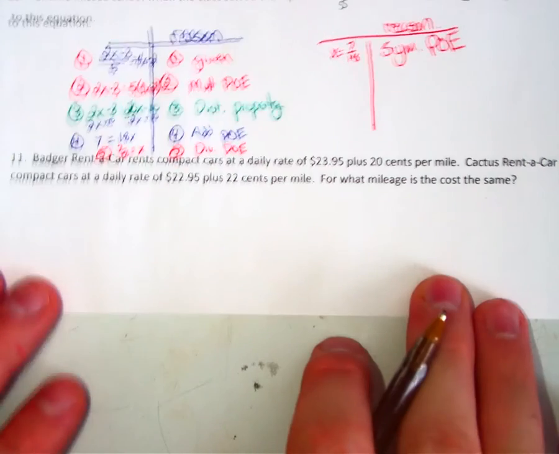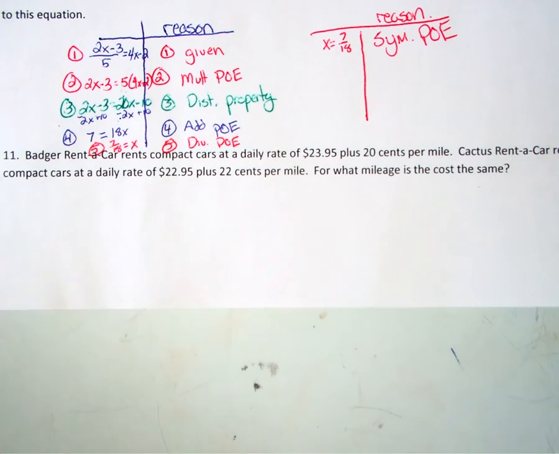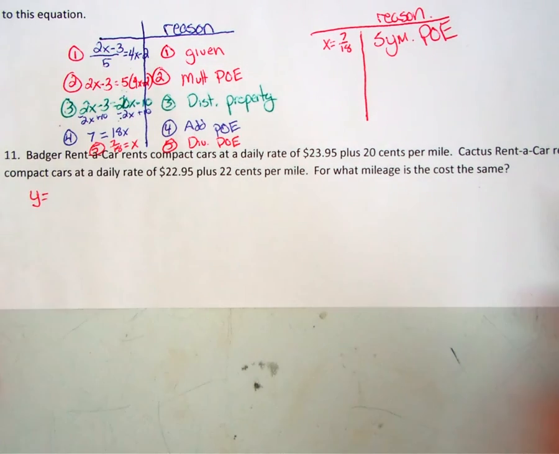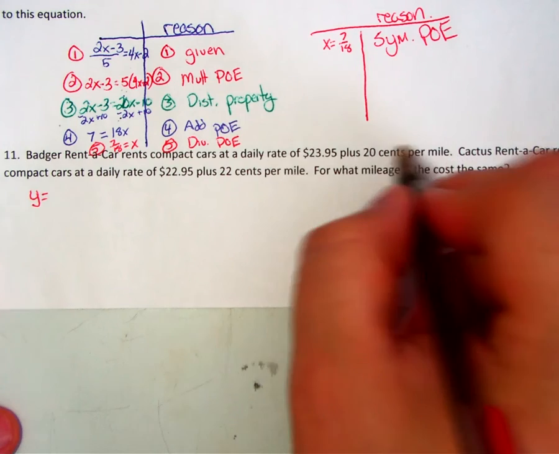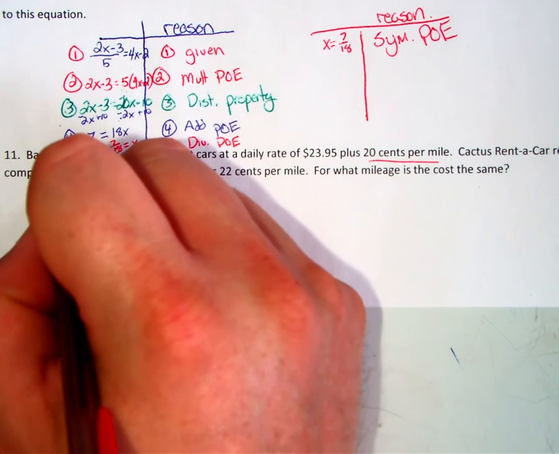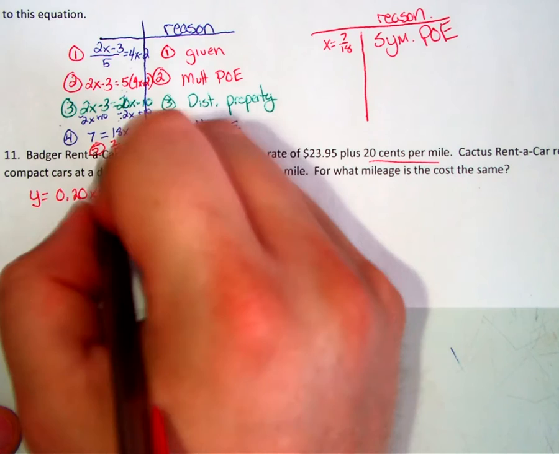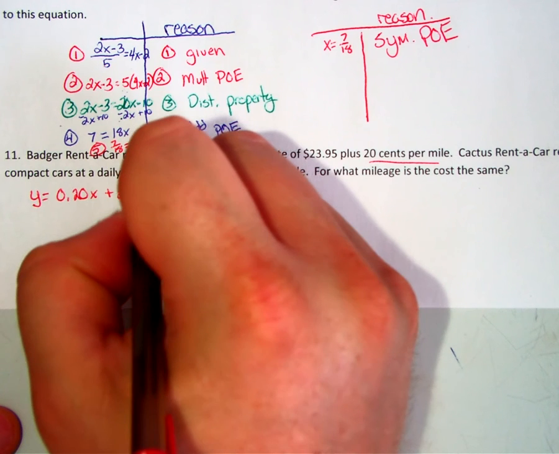All right, last problem for this page. Badger Rent-A-Car Company compact cars. Badger Rent-A-Car rents compact cars at a daily rate of $23.95 plus 20 cents per mile. I'm pretty sure we could write that as an equation, right? My daily rate is equal to 20 cents per mile, 0.20x plus $23.95.